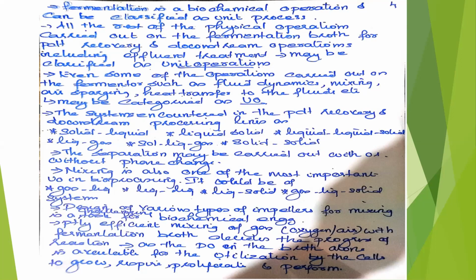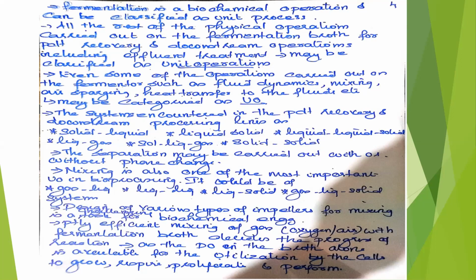Some of the other operations carried out on the fermenters, such as fluid dynamics, mixing, air sparging, and heat transfer, can also be categorized as unit operations. The systems encountered in product recovery and downstream processing lines are classified as solid-liquid, liquid-liquid, liquid-gas, solid-liquid-gas, and solid-solid. These are the different categories under which the unit operations come. The separation may be carried out by means of phase change or without phase change also.